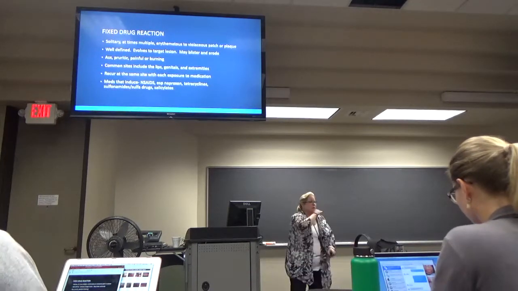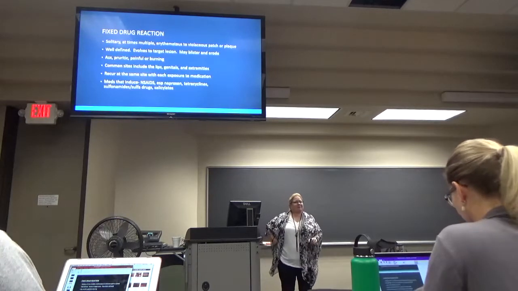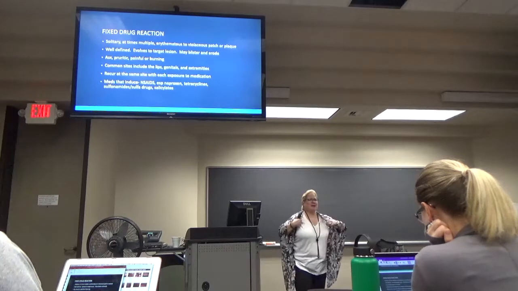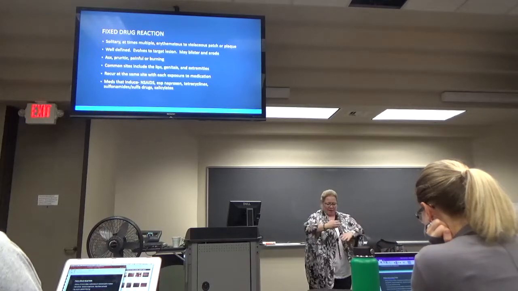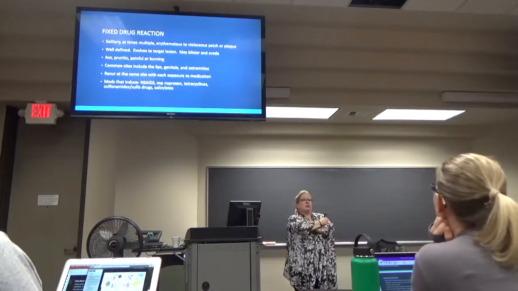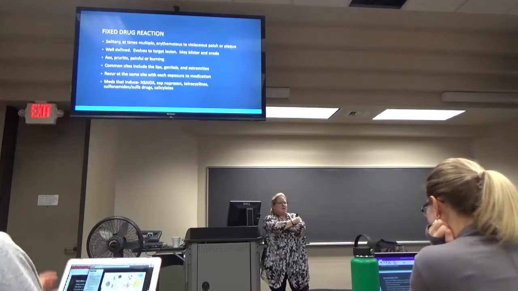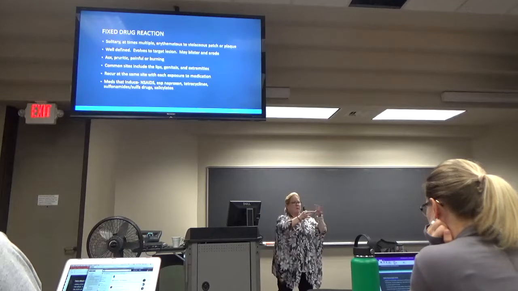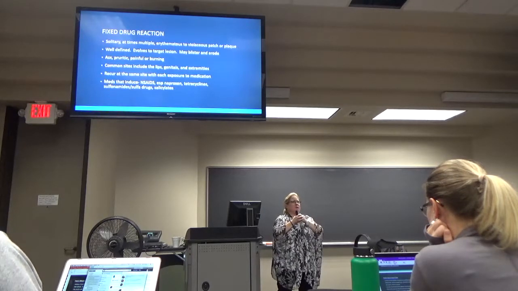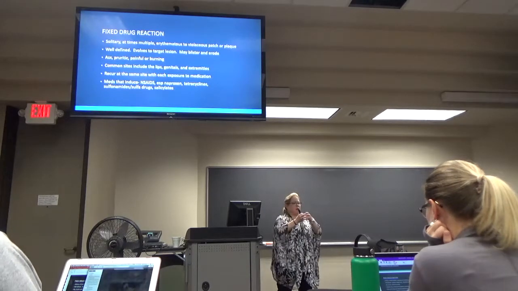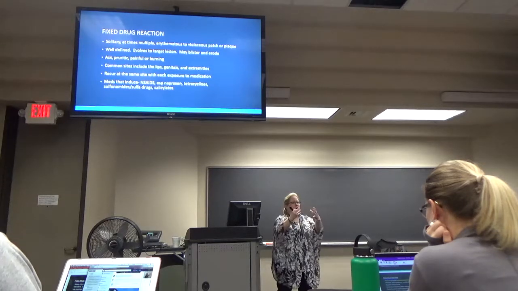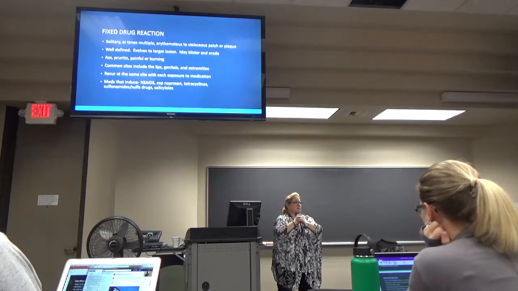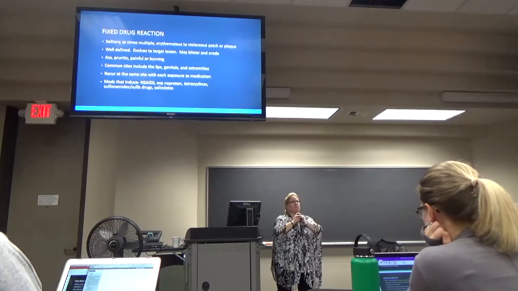Okay, there's such a thing as a fixed drug reaction. Any questions about urticaria, angioedema? Fixed drug reaction is kind of an interesting deal. Until I got into dermatology, I didn't even know there was such a beast. But this is usually a solitary lesion. Sometimes you can have more than one lesion, but typically it's one solitary lesion that will reoccur in the very same place every time you're exposed to this offending medication, okay?